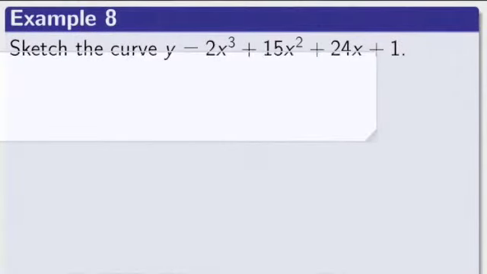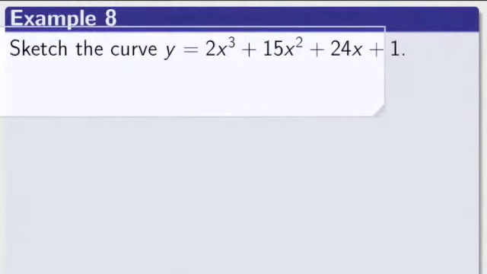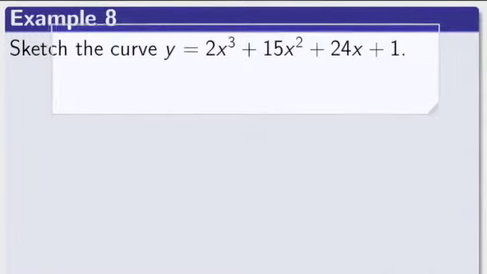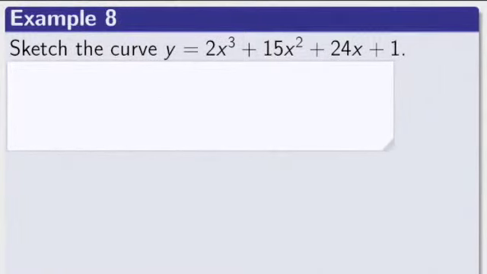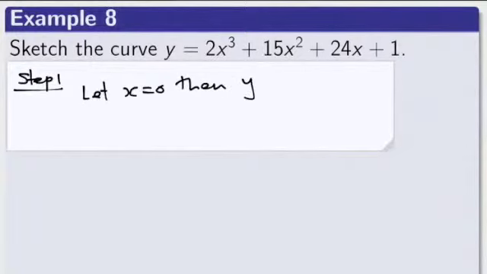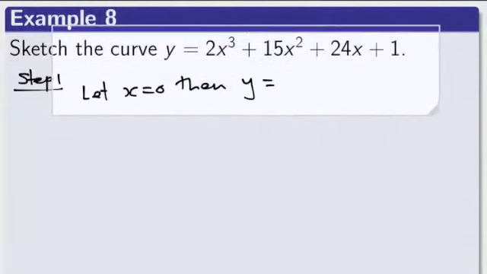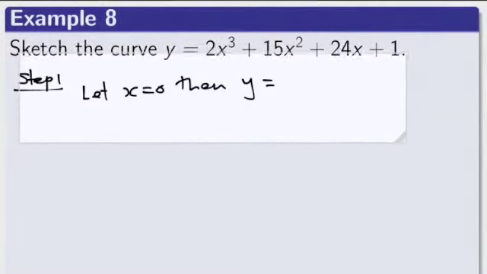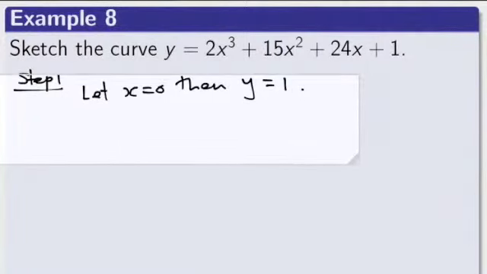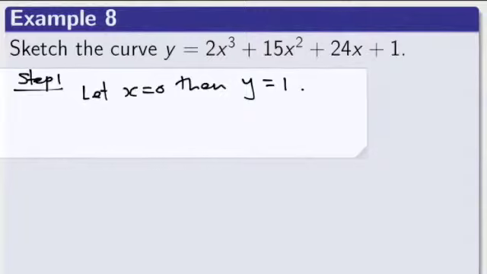In example 8, we want to sketch the curve y equal to 2x cubed plus 15x squared plus 24x plus 1. In step 1, we want to find the y-intercepts by setting x equal to 0. If you set x equal to 0 in the right hand side of this expression, we'll get y equal to 1. So the y-intercept is 1. The curve crosses the y-axis at 1.